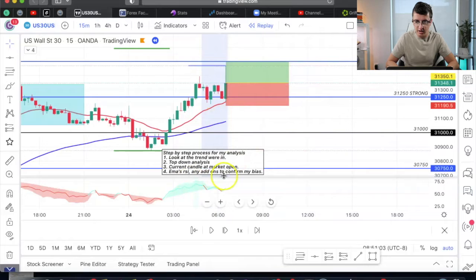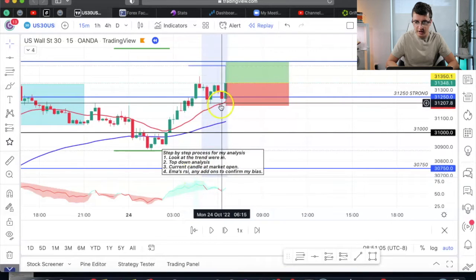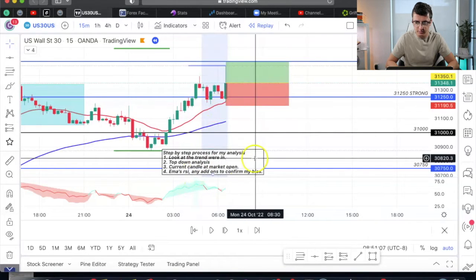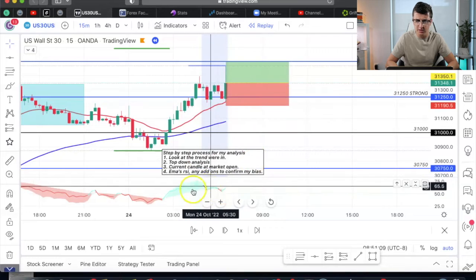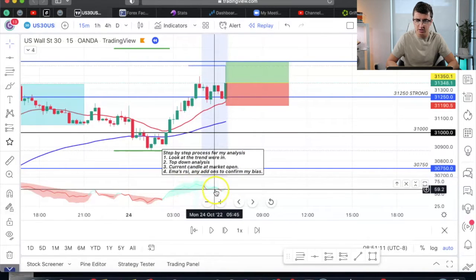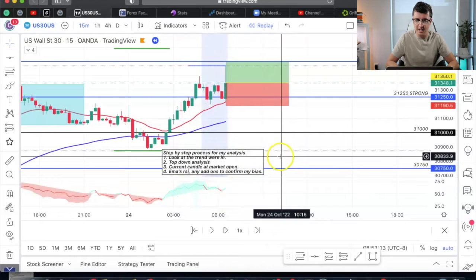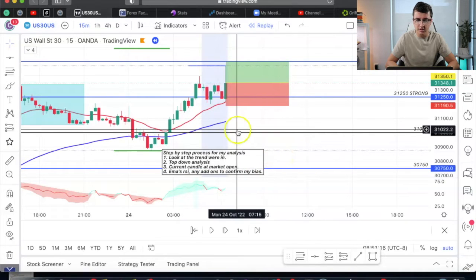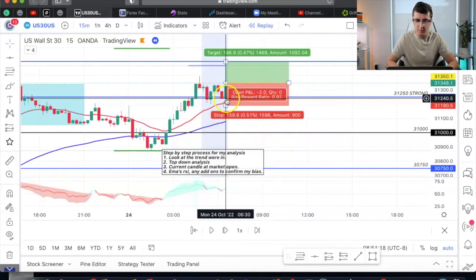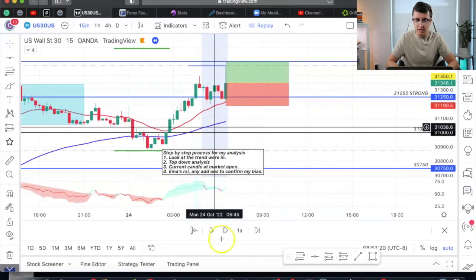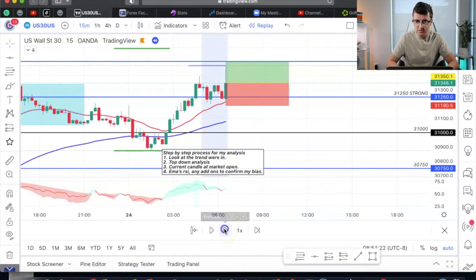RSI, EMAs, I can look at that too. We have our 20 EMA that it hit right here. RSI, I'm not paying too much attention to it. That's more of a divergence RSI, so it might come in handy later on. But at this point in time, I see this clear W pattern. We have a bullish engulfing. This looks like a nice setup, so we're going to play it back.